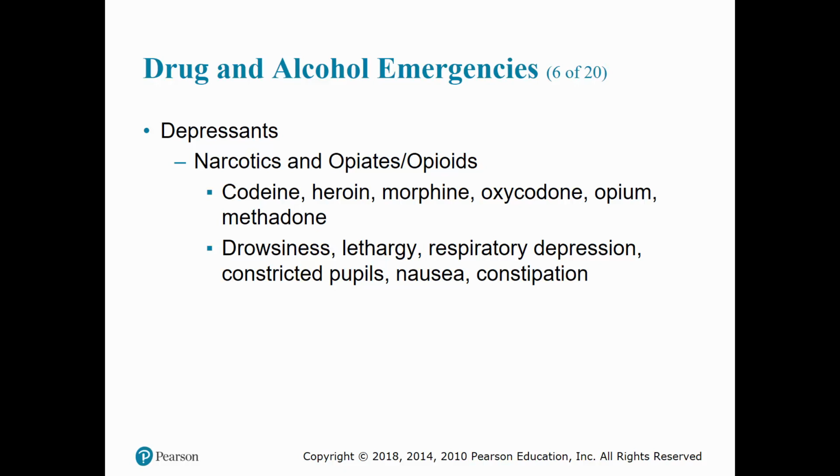Narcotics and opiates includes codeine, morphine, hydrocodone, opium. What this does, it causes a depression of the central nervous system, thus causing respiratory depression, constricted pupils, nausea, and even constipation.